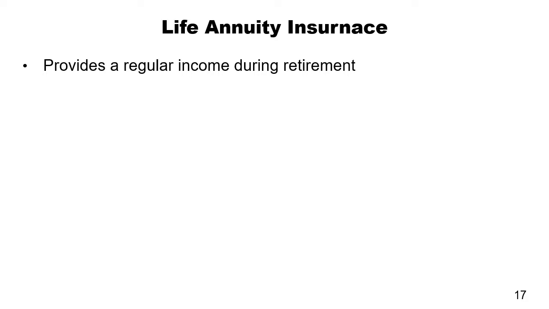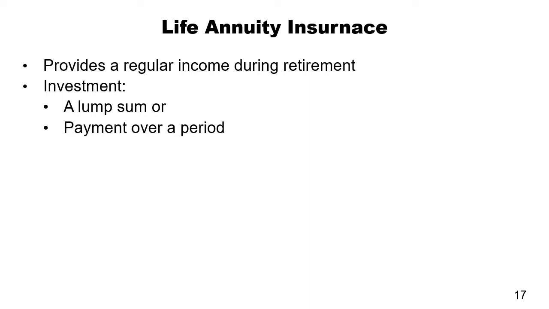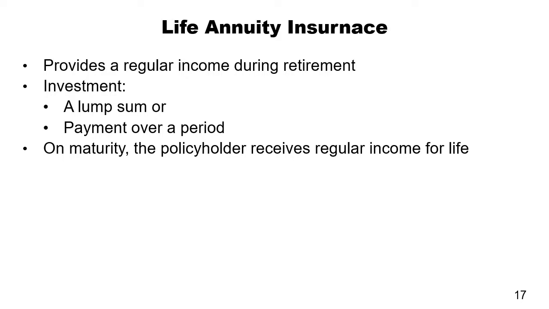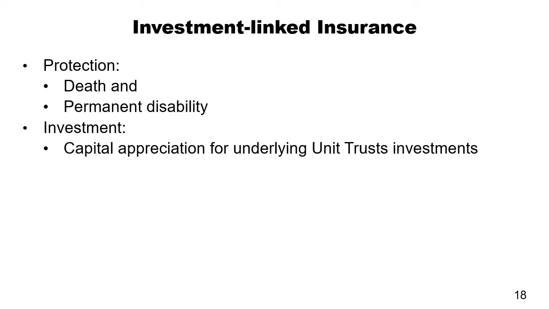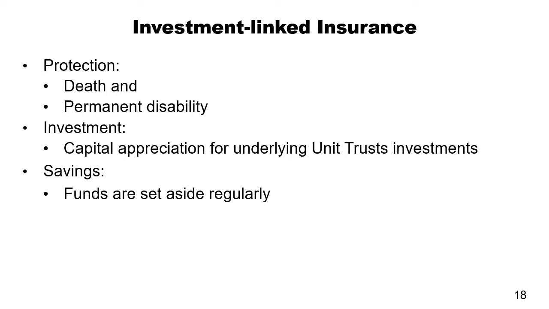Life annuity insurance provides a regular income during retirement. It is linked to investment, which can be a lump sum or payment over a period of time. On maturity, the policyholder receives regular income for life. Investment-linked insurance offers protection against death and permanent disability. Investment gives capital appreciation from underlying unit trust investments. Savings, where funds are set aside regularly.